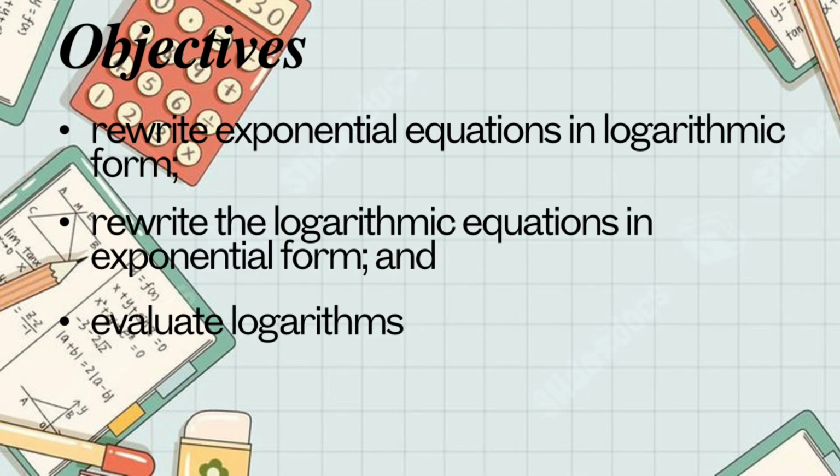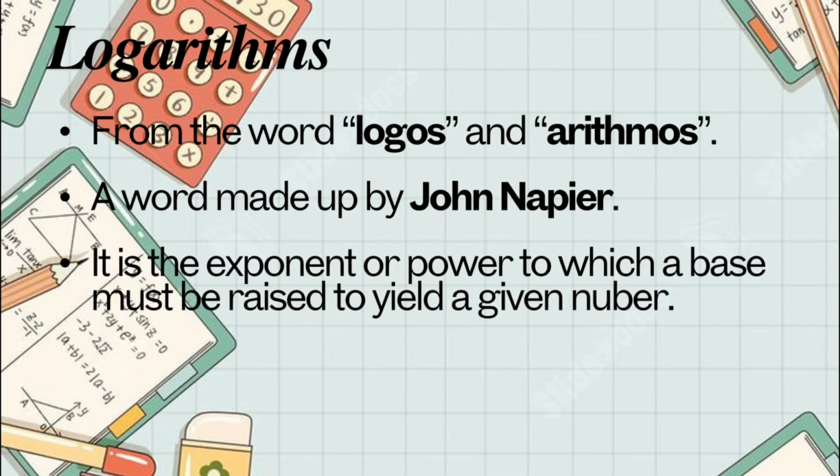For today's video, we have three objectives. First is to rewrite exponential equations in logarithmic form. Second, rewrite logarithmic equations in exponential form. And lastly, evaluate logarithms. The word logarithm is derived from the words logos and arithmos, a word made up by John Napier. It is the exponent or power to which a base must be raised to yield a given number.